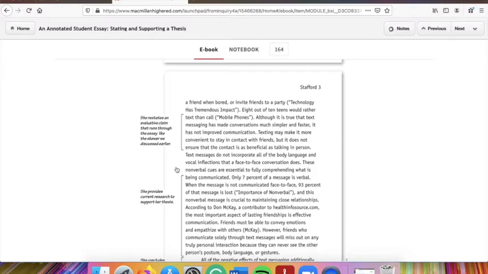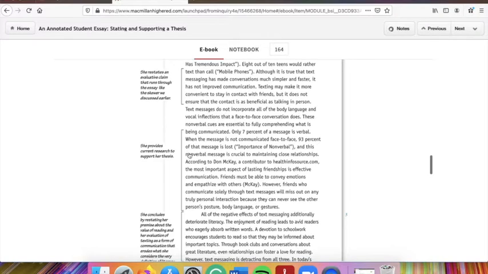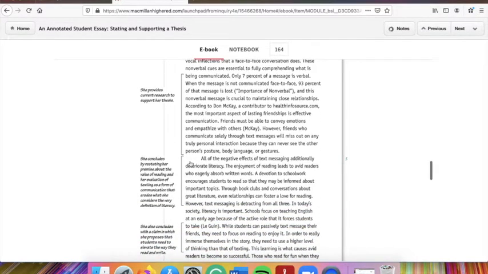And then she keeps going, and then she restates an evaluative claim that runs through the essay, like the skewer that you discussed earlier. The evaluative claim is that although it is true that text messages have made conversation much simpler and faster, it has not improved communication. Texting may make it more convenient to stay in contact with friends, but it does not ensure that contact is as beneficial as talking in person. So this is that sort of skewer through the whole essay that she was talking about, how it affects the relationships with friends. And then she provides current research to support that thesis statement, that being online and interacting with people not face to face is detrimental to people.